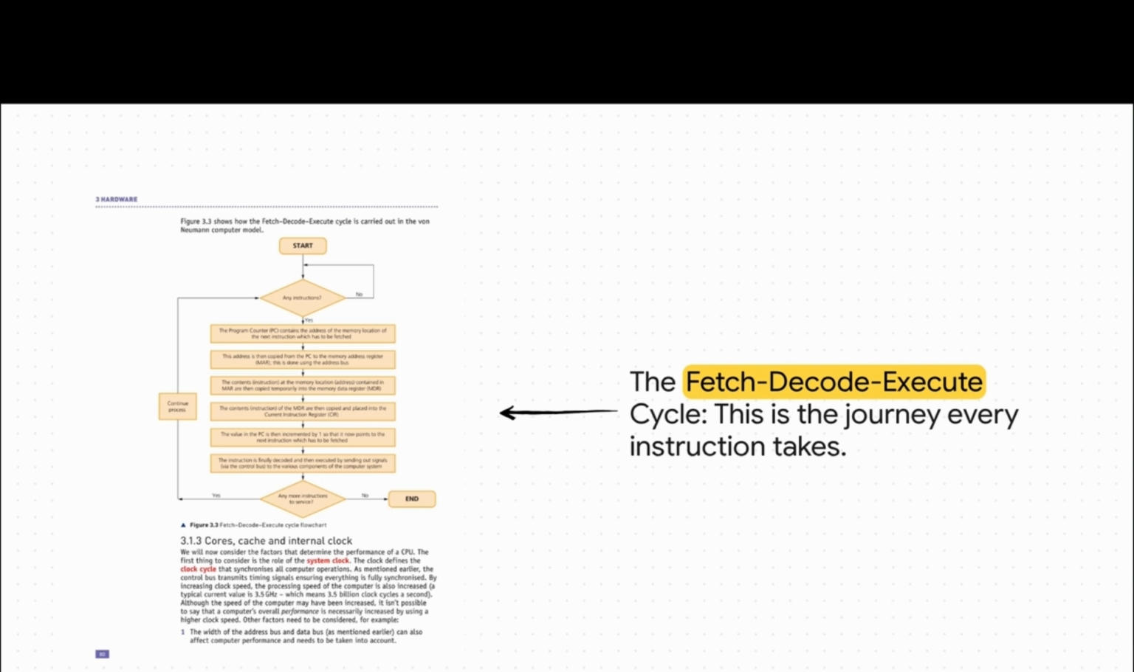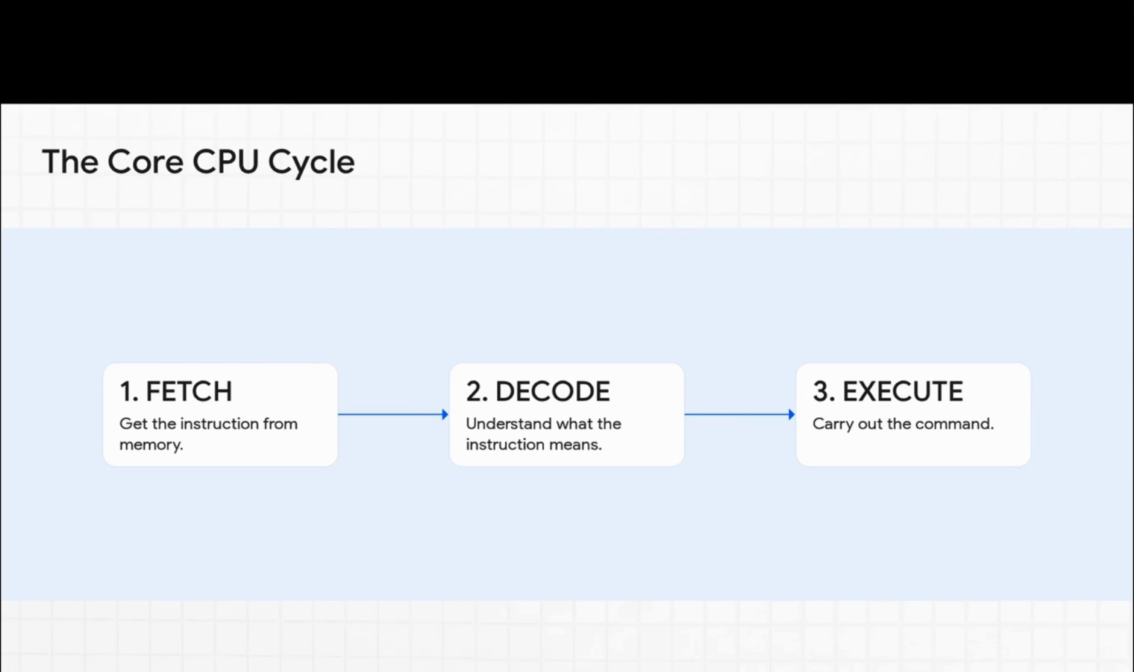And this is the journey that every single instruction takes. I don't care if it's open a file or fire a laser in a video game, it has to go through this process. The whole entire journey boils down to just these three crucial steps. It's beautiful. First, the CPU fetches an instruction from memory. Simple. Second, it decodes that instruction, to figure out what it's supposed to do. And third, it executes the command. That's it. Fetch, decode, execute. Over and over and over again.